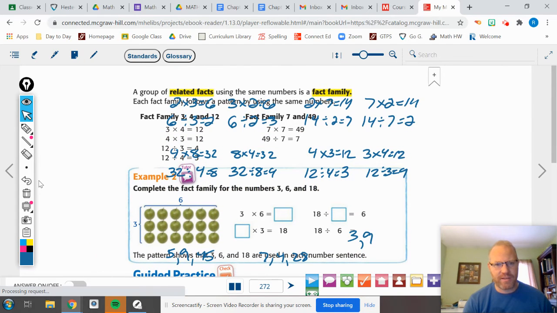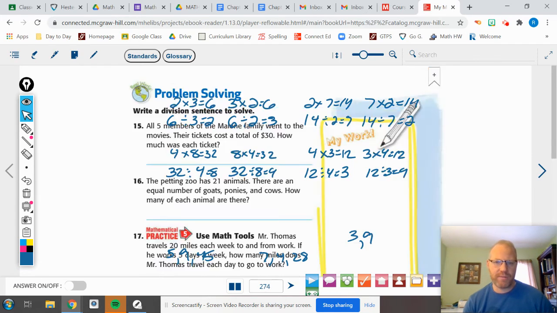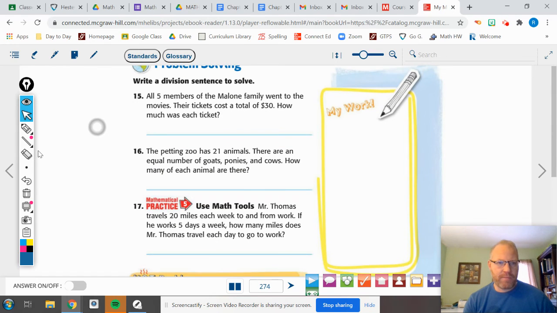So as you see, the one that we were just looking at, the last one, 3 and 9, you wouldn't put 3, 3, 9. You would just put 3, 9 because the 3 is used more than once. All right, so now we're on number 15.